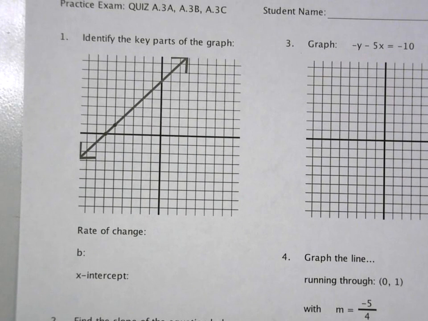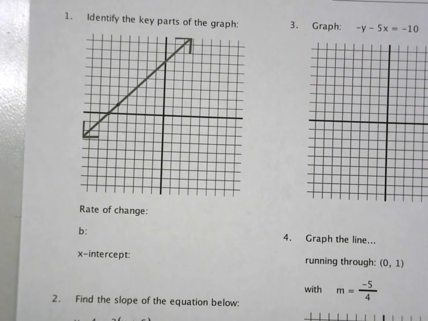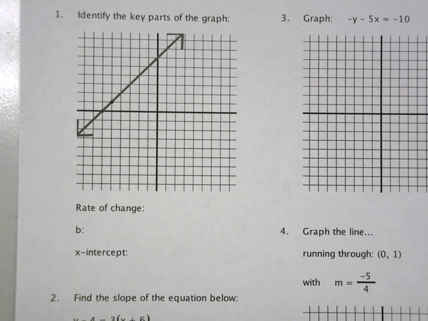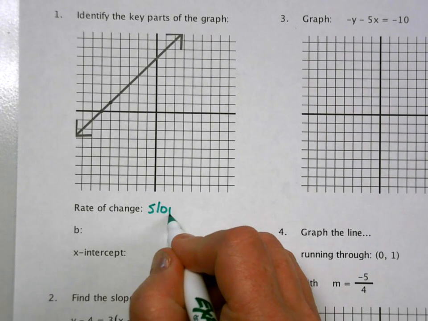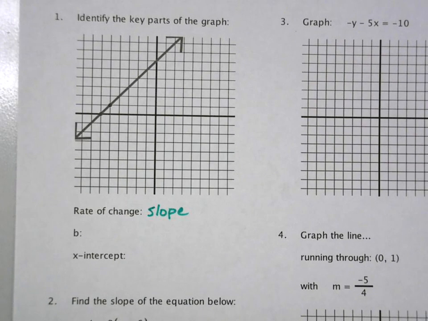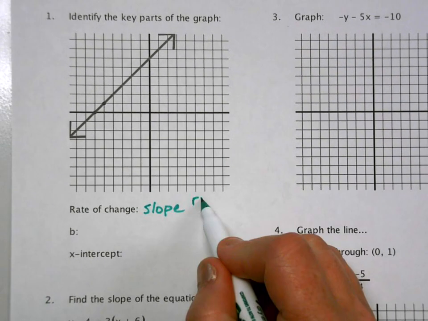So what is this very first question, number 1, asking us? Identify the key parts of the graph. So what key parts is it asking me for? Rate of change. What's another word for rate of change? Slope. How do I figure out the slope when I'm given a graph? Rise over run.